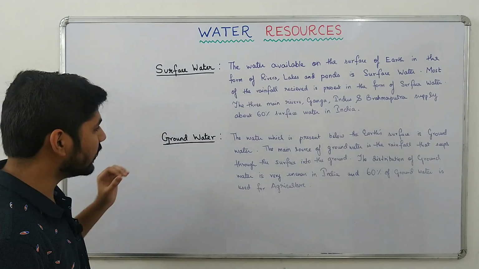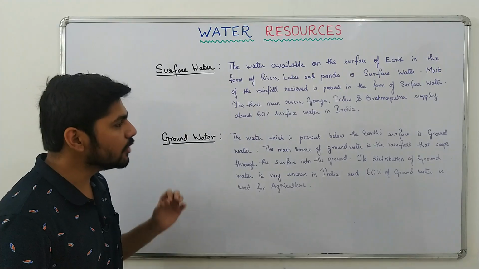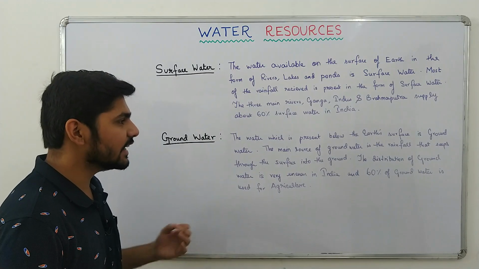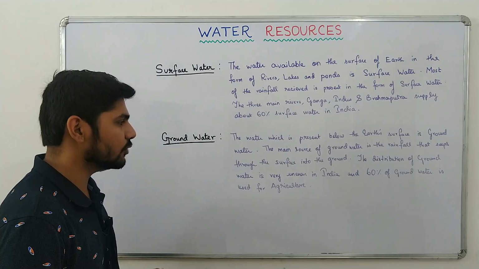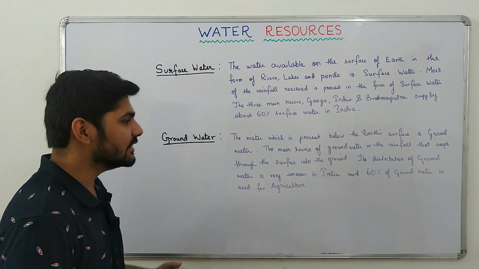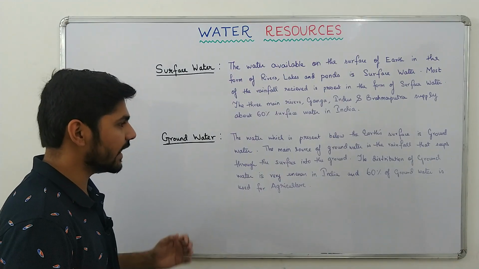Then we have groundwater. The water which is present below the earth's surface is groundwater. The main source of groundwater is the rainfall that seeps through the surface into the ground. The distribution of groundwater is very uneven in India, and 60% of groundwater is used for agriculture.